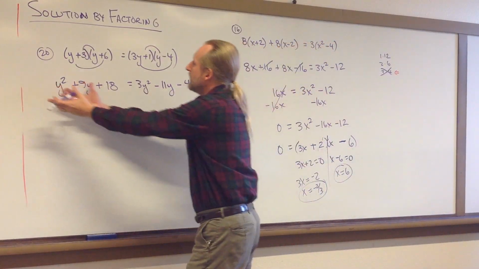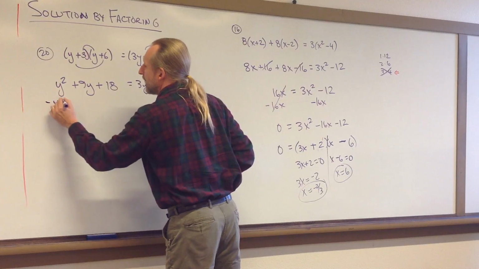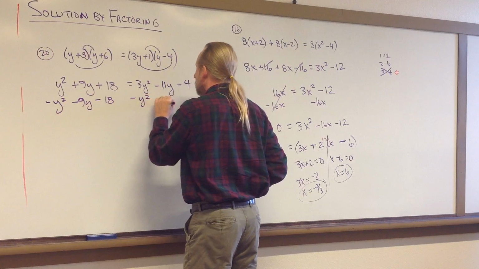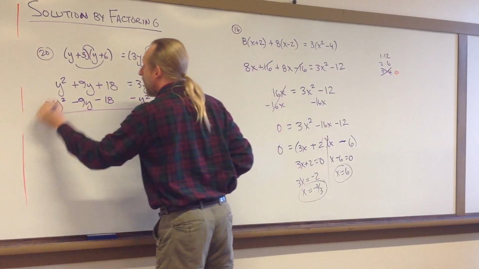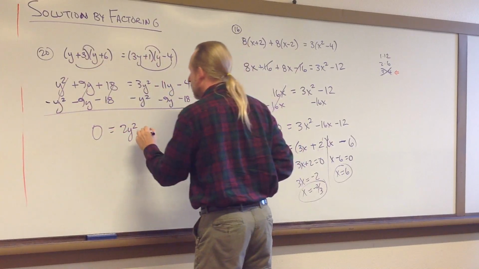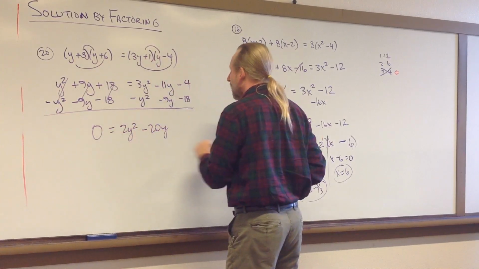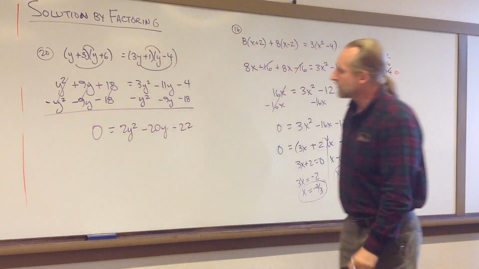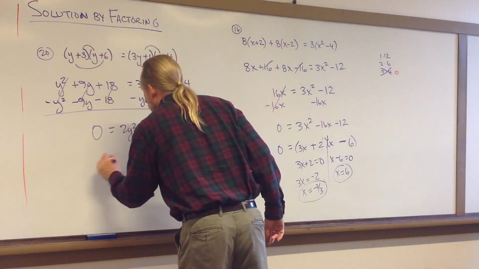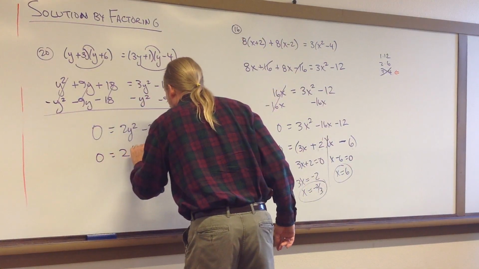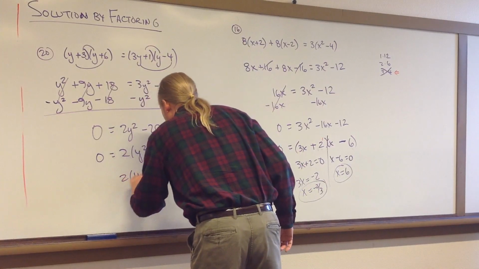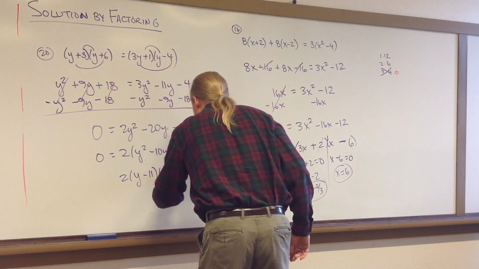So I'm going to push all of these over to here. I'm going to subtract y squared, subtract 9y, and subtract 18. So that'll be 0 equals 2y squared minus 20y minus 22, I believe. And you can factor it like that if you want to, but there's a common factor of 2 here, and this will make it a little bit easier to work with. And so this will be 2 times (y minus 11) times (y plus 2).